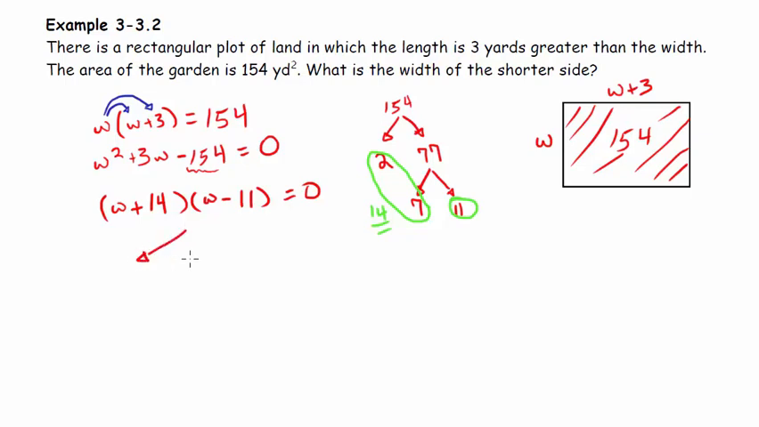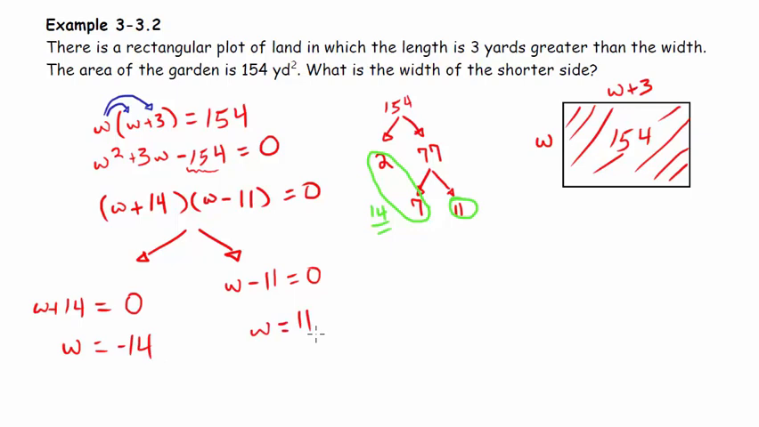So now either W plus 14 is 0 or W minus 11 is 0. So either W is negative 14 or W is 11. Now, algebraically, we have found two solutions. However, do you have some intuition that it would not make sense to say that the width of the shorter side is a negative value? So I'm going to throw this one away. So then my result here, the shorter side would be 11 yards.